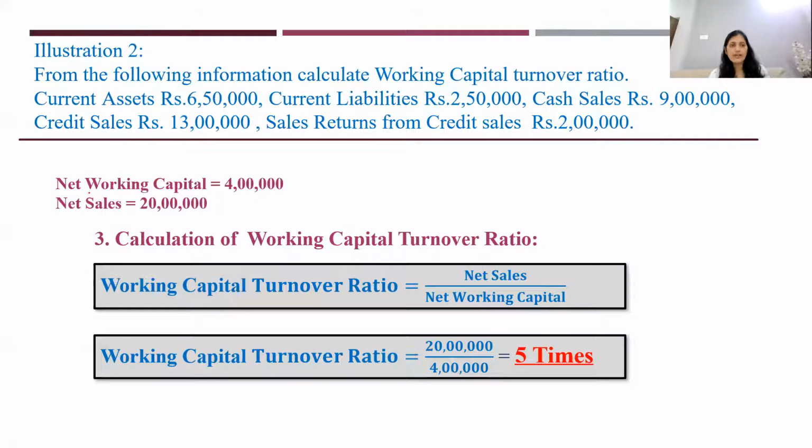So now we'll go for calculation of working capital turnover ratio. From our previous calculations, we have got net working capital as 4 lakhs and net sales as 20 lakhs. Working capital turnover ratio is net sales divided by net working capital. So 20 lakhs divided by 4 lakhs will get 5 times.